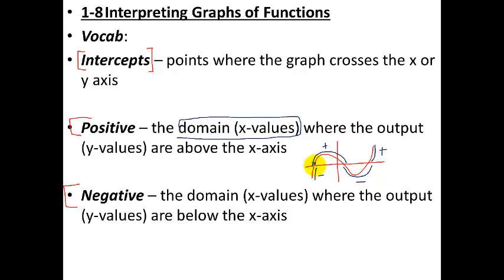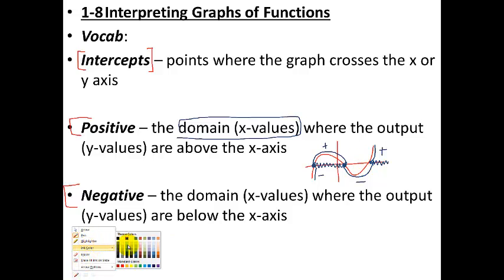So we would say from here to here, on this range, the function is positive, its output values are positive, and from here onward it's positive. When you're saying where, you give the x values or domain, and where its output is positive means the output is above the x-axis. Likewise, it's negative over here and between these two points.